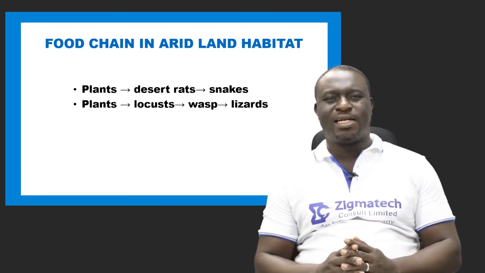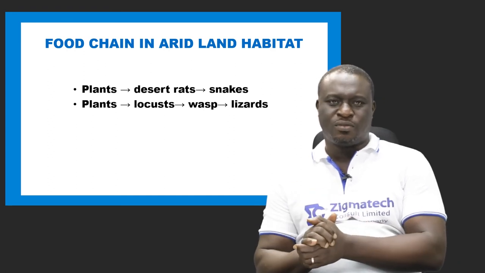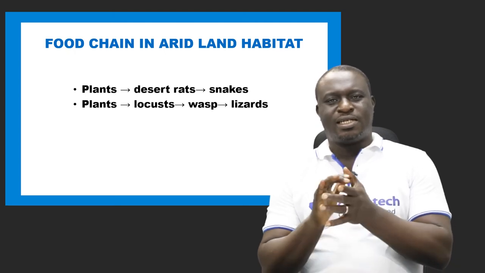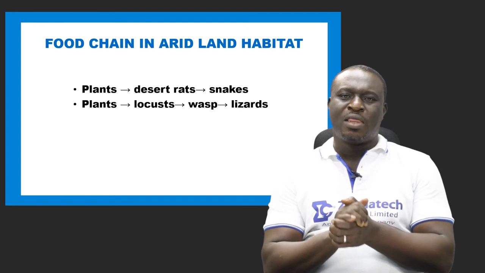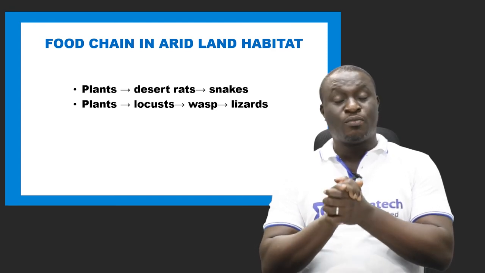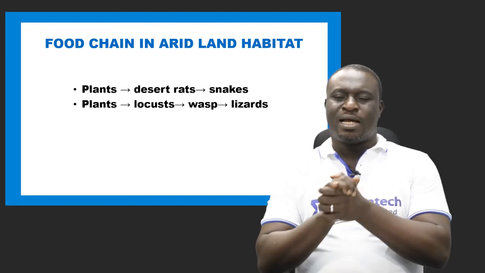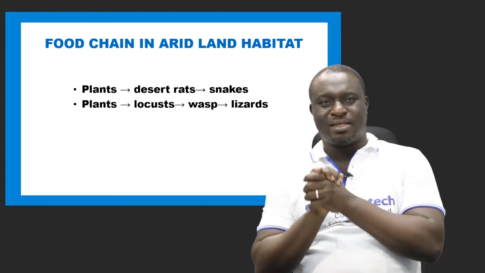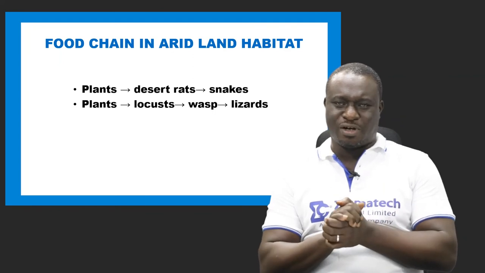The first one is plants, desert rats, snakes. Now, the plants here serve as the producers. The desert rat serves as the primary consumer, and then the snake serves as the secondary consumer. So the plant is eaten by the desert rat, and then the desert rat is eaten by the snake. We also have a second type of food chain that can be found in arid land.